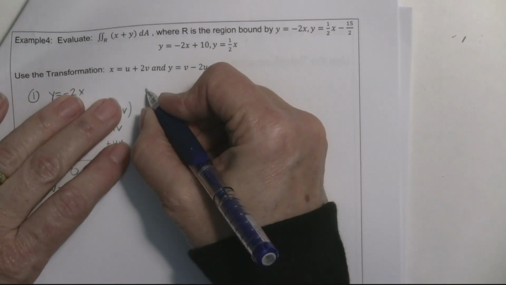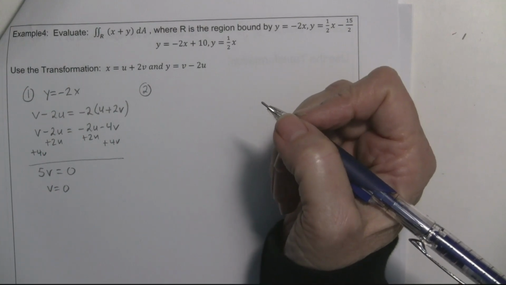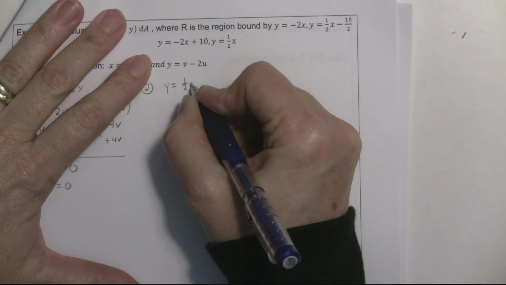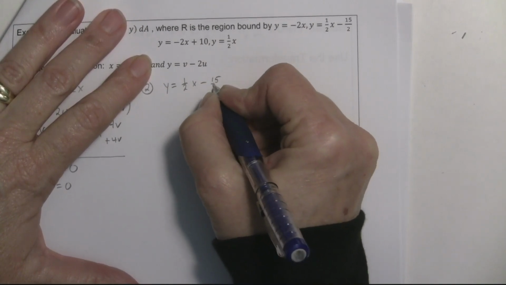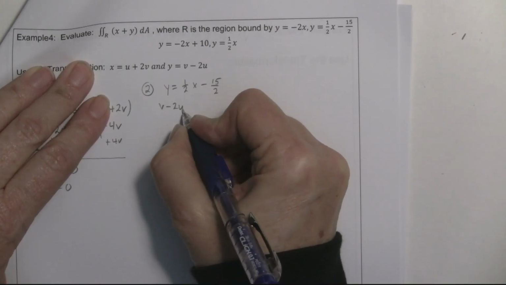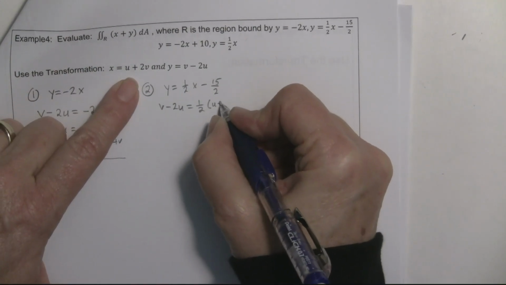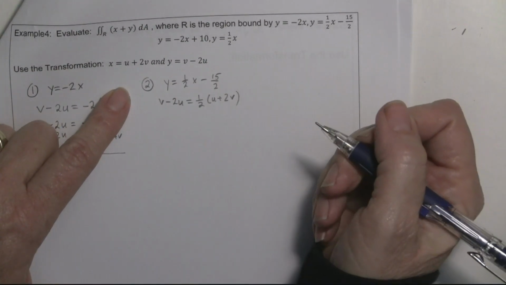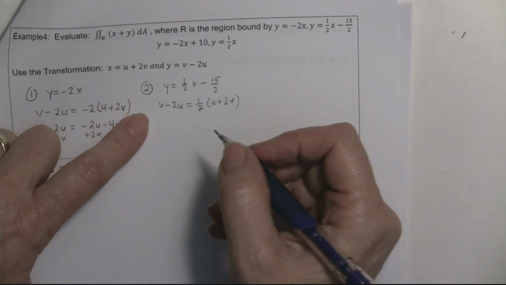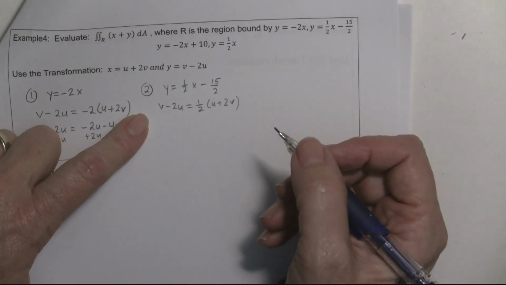Now, the second equation is y equals 1/2 x minus 15 halves. And same thing, we're going to do the same thing. So v minus 2u, I'm plugging in for y. And here x is u plus 2v. And then I'm going to make it look nicer. So when I go and try to make it look just a little bit nicer.